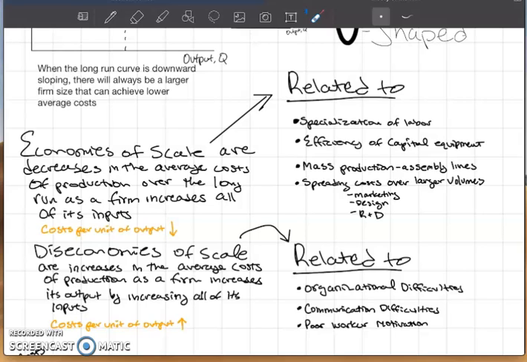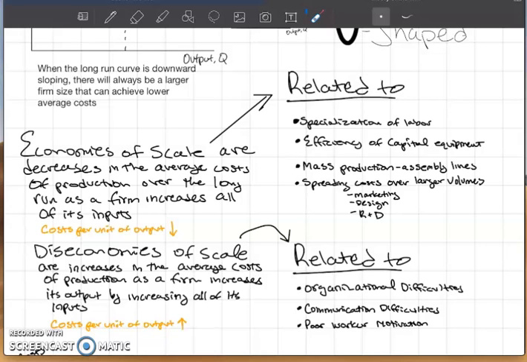Economies of scale are related to things like specialization of labor, so that we give each person a particular task. They don't have to be a jack of all trades, and they become better and better at that one thing that we're asking them to do. We think about workers on an assembly line. One person might be screwing a bolt, another person is doing some kind of quality control, another person removes it from the conveyor belt. They can do all of these things more quickly and more productively if they are specialized.